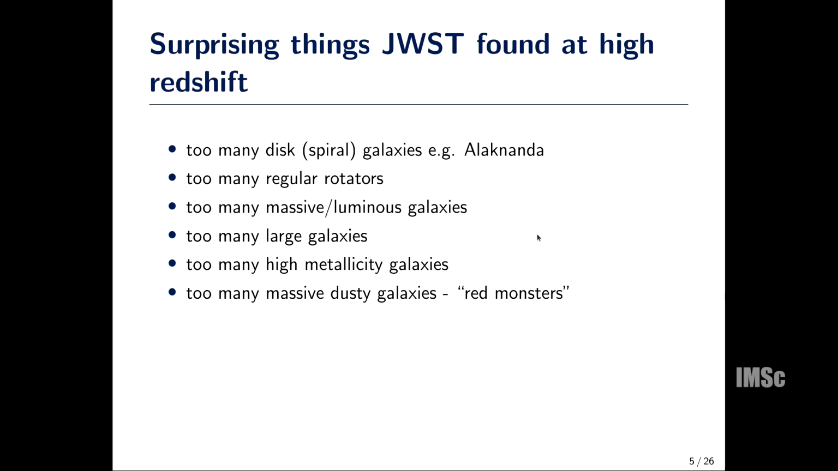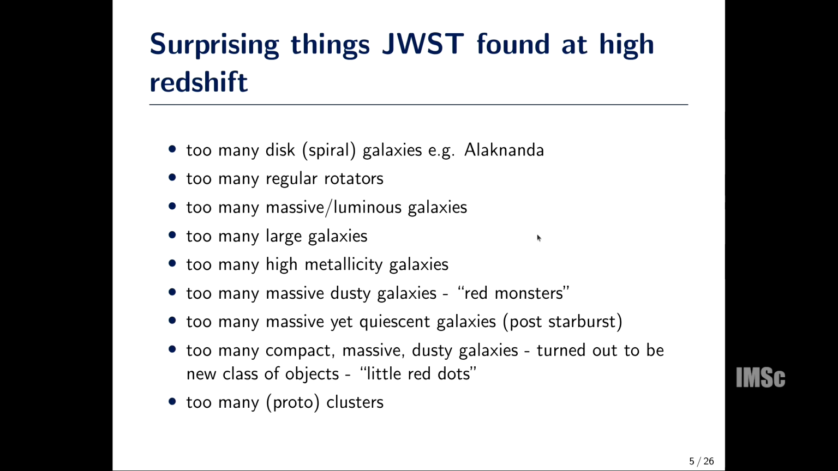Then it also found too many massive galaxies, too many luminous galaxies, too many large galaxies, too many high metallicity galaxies, and also too many massive dusty galaxies, which is a class by themselves. We call them red monsters. In addition to this, it also found too many massive yet quiescent galaxies. These are referred to as post-starburst galaxies. These are galaxies that in a very short period of time not only have formed a very large number of stars, but have also gone quiet. So it's like they've created a lot of stars, but after that they begin to look like quiescent galaxies when seen.